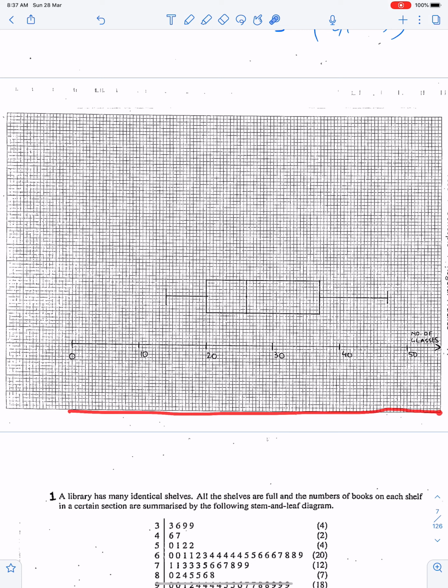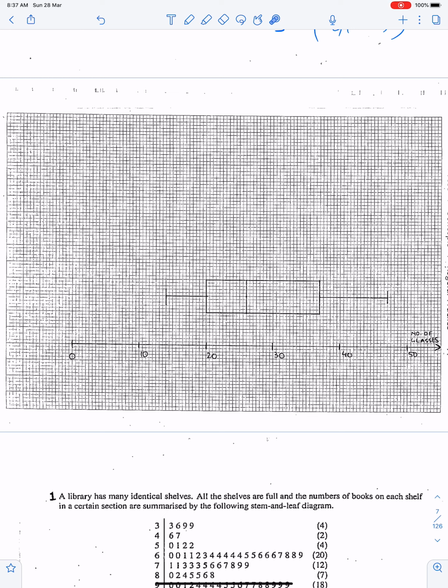And you must write the unit, number of glasses. You must label this horizontal axis. I already explained how to draw a box plot in my first lecture, but I'm going to explain again how to draw a box plot.